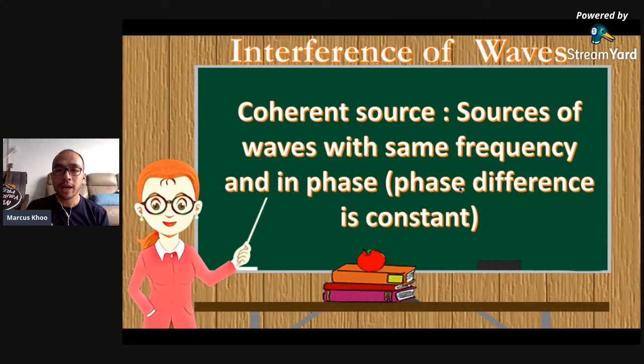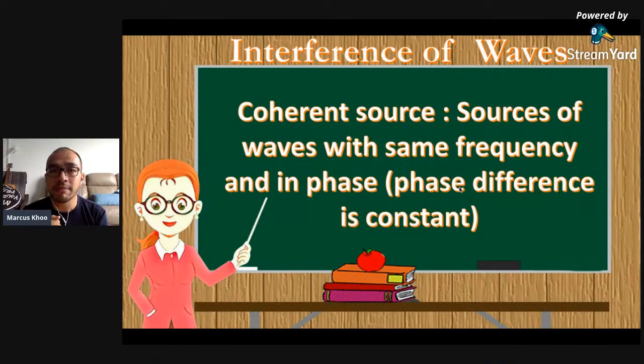Kalau one wave is going up and down, but the other one is going down and up like that, I don't know if you can see in the screen. Those are not in phase, because dia bukan sama fasa. So this is same phase. So same phase, same frequency is coherent source. So I repeat, coherent waves are waves with the same frequency and the same phase.